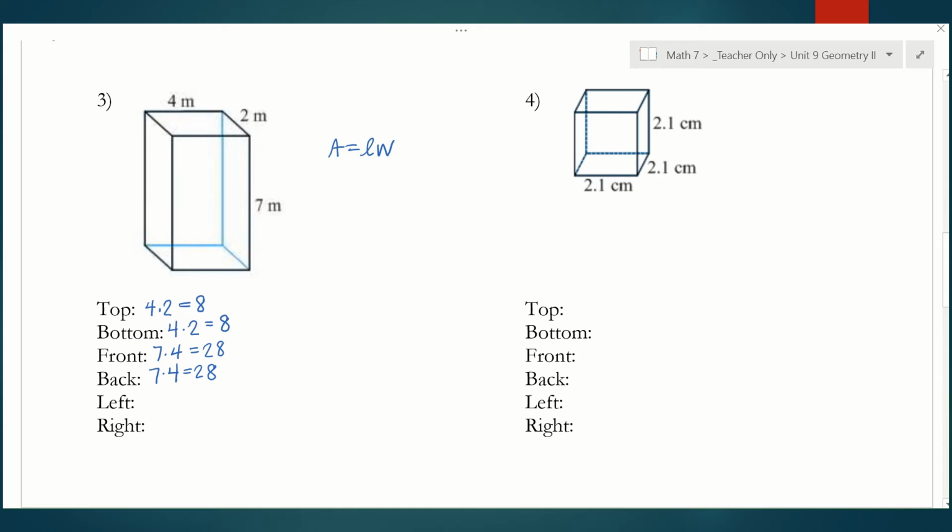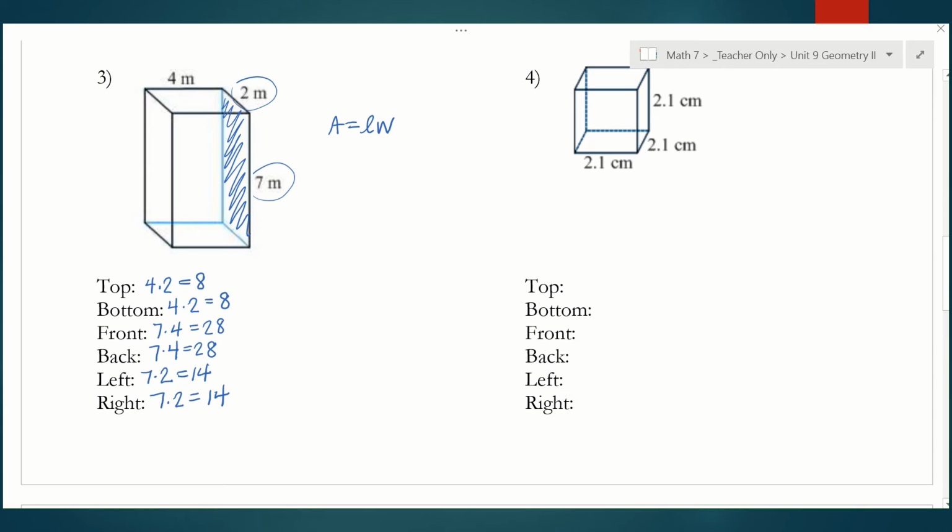All right, left and right. I'm going to choose to do the right because I can see the numbers here. So the right side has a length of 7 and a width of 2, which is 14. So that means the left side is also 14. Okay, so surface area. We're going to add all of those sides together. And we should get 100 meters squared.